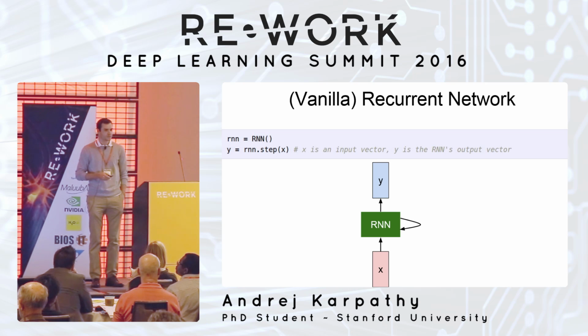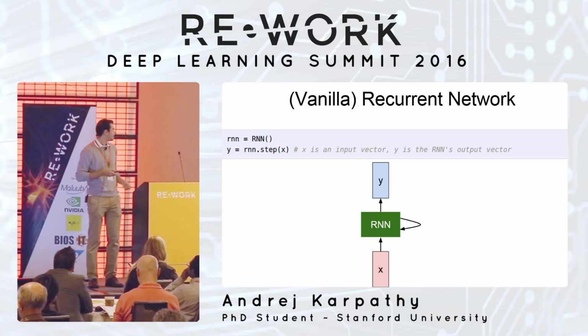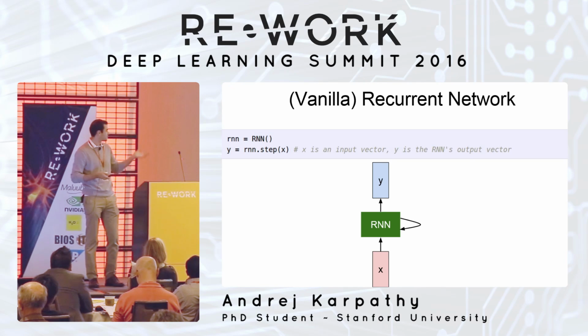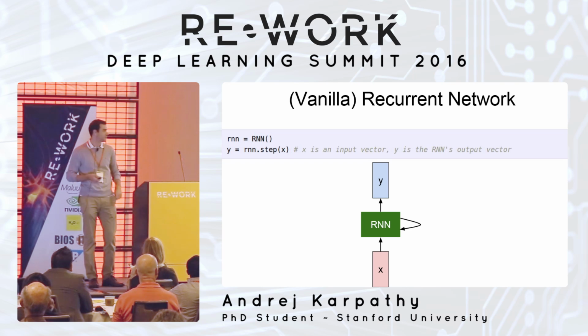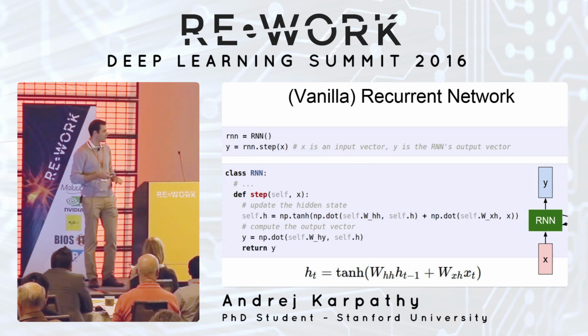Now, it turns out that recurrent neural networks actually have a very simple API. They basically consist of a single step function, and the step function takes a vector x, and it produces a vector y. But crucially, the RNN has a state that it gets to update every time it sees a vector x come in. One specific implementation of this in a vanilla recurrent neural network might look as follows.